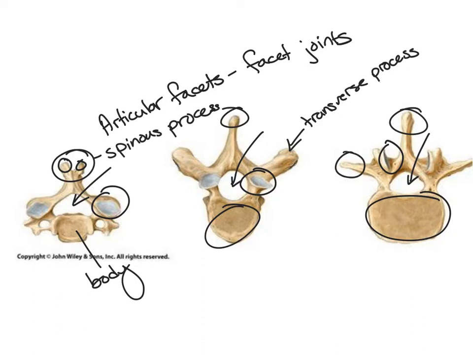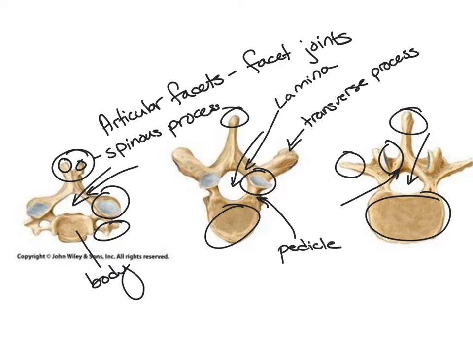See here on the lumbar spine and here on our cervical spine. The area between our transverse process and our spinous process is called our lamina, which we see on each of the vertebrae as well. And then the area between the body and the transverse process is called the pedicle, which we see here as well.